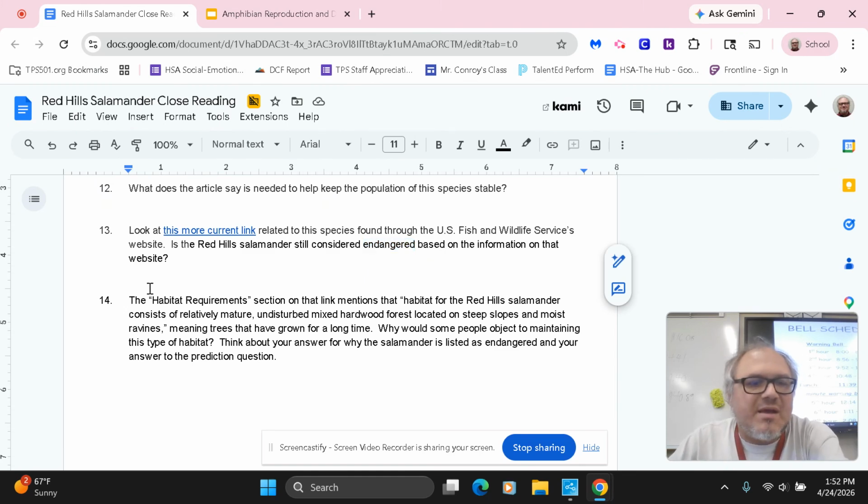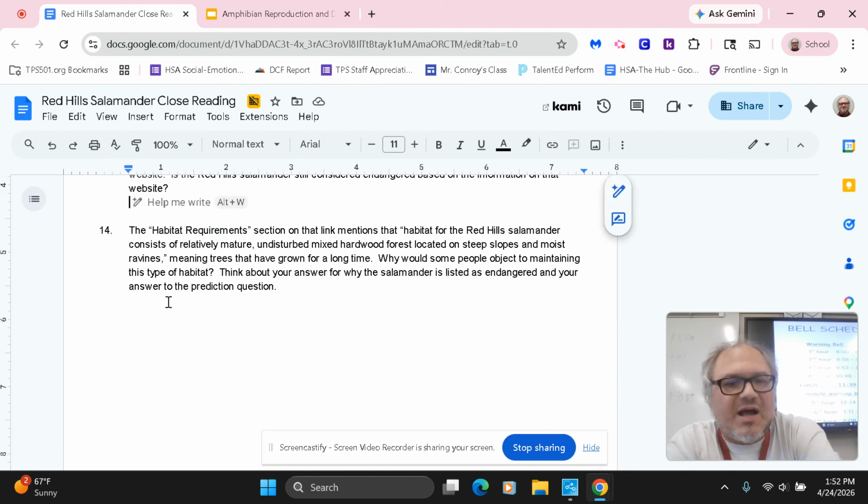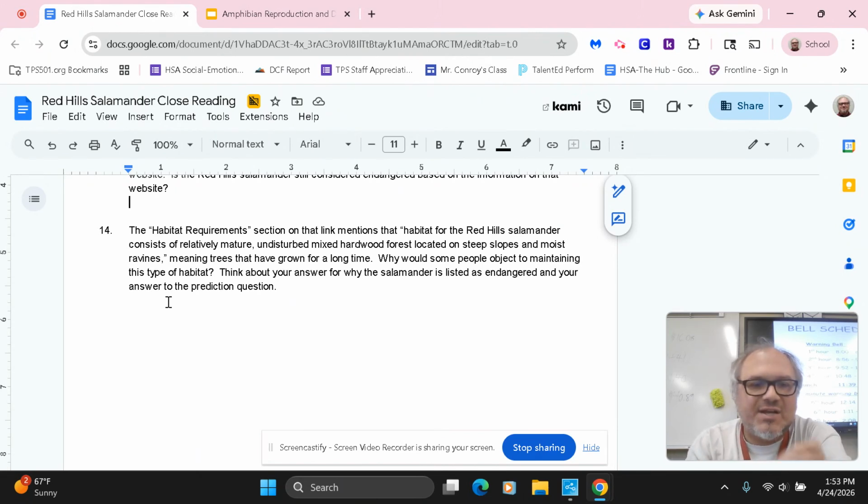Number 14, the habitat requirements section on that link mentions that, quote, habitat for the Red Hills salamander consists of relatively mature, undisturbed, mixed hardwood forest located on steep slopes and moist ravines, meaning trees that have grown for a long time. Why would some people object to maintaining this type of habitat? Think about your answer for why the salamander is listed as endangered and your answer to the prediction question. Think about what interest people potentially have in a forested area. Why would they maybe not allow it to become matured and undisturbed?